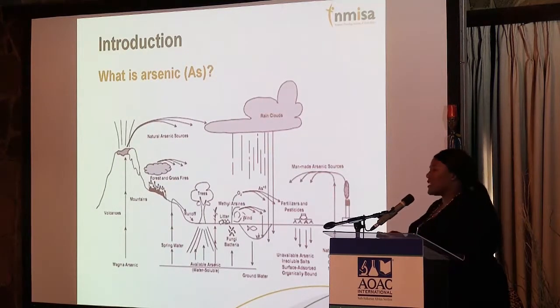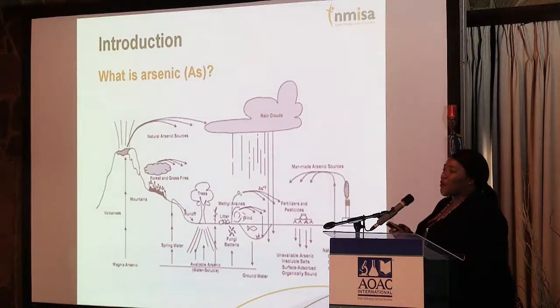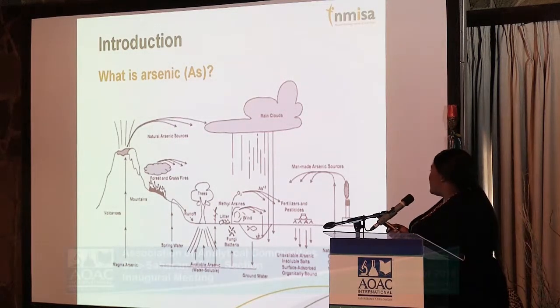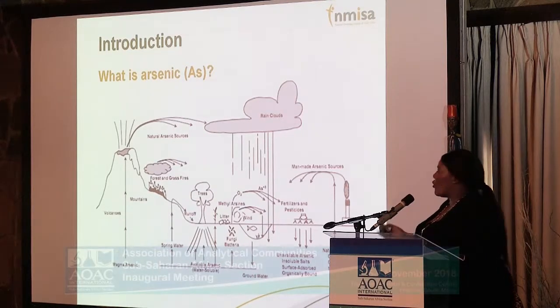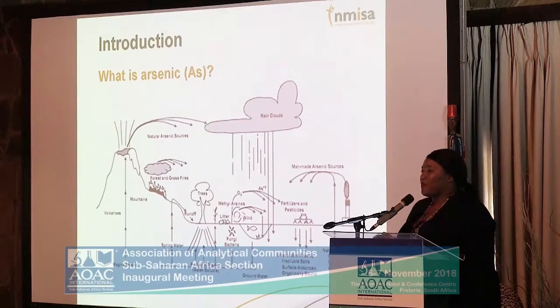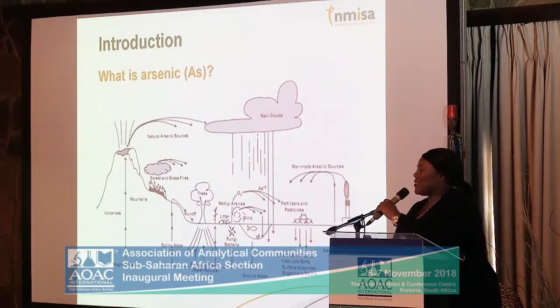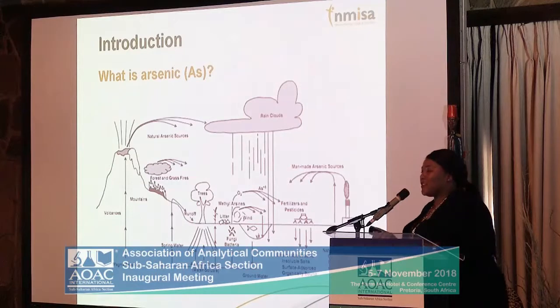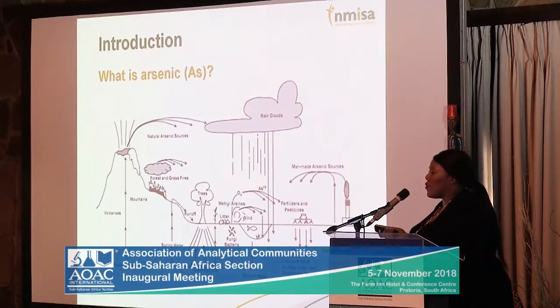So, arsenic is a semi-metal that's found almost everywhere in the environment. It's found in the air, the water, and the soil, and subsequently finds itself in the food that you consume. Apart from being naturally occurring in the environment, it is also introduced by anthropogenic activities, mainly in the agricultural industry, where arsenic-based fertilizers and pesticides are usually used, and it's also found in the mining industry during smelting operations, burning of fossil fuels, and also in industrial waste.